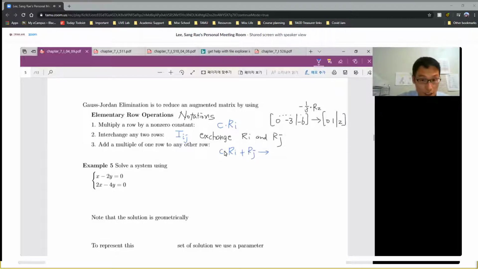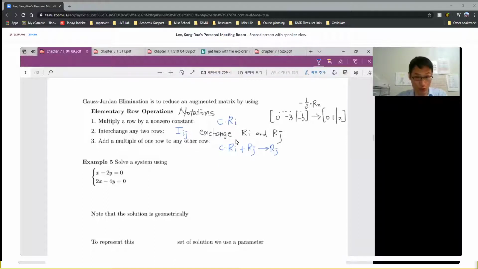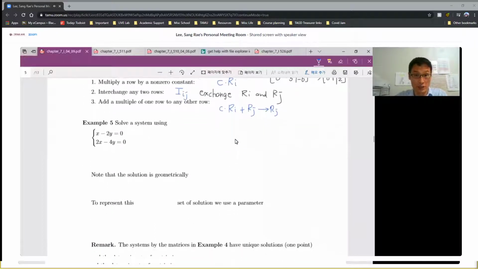So you want to indicate where this operation has effect. So this has effect on the jth row. So you are replacing the jth row with this operation, C times Ri plus Rj. So let's use those 3 notations for those 3 operations. Okay, example 5. So you can start with taking the augmented matrix 1, -2, 2, -4, 1, 0, 0.